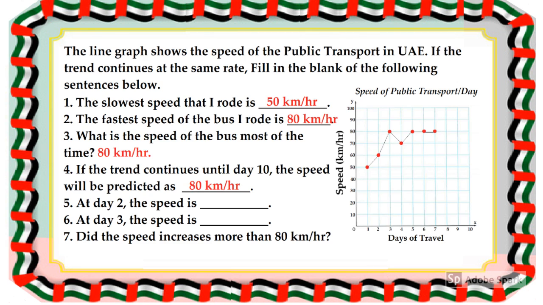Now at day 2, what is the speed? The speed at day 2 is 60 km per hour. What about at day 3? What is the speed? The speed at day 3 is 80 km per hour. On question number 7, did the speed increase more than 80 km per hour? The answer is no. It was maintained at 80 km per hour.